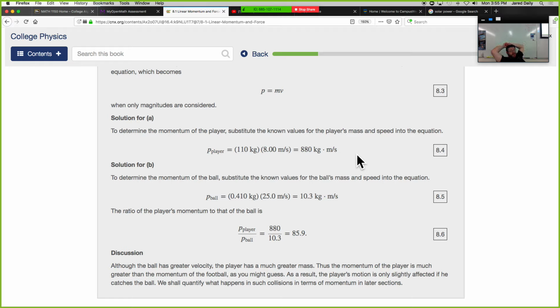So if a ball only has about 10 kilogram meters per second of momentum, as opposed to the player at 880 kilogram meters per second, how realistic is it that a thrown football is going to make a player move? Like maybe you've seen a movie where somebody catches a ball and it actually knocks them over or something like this. It's not happening. The ball just doesn't carry that much momentum. You have to fire the ball out of a cannon for it to knock somebody over.